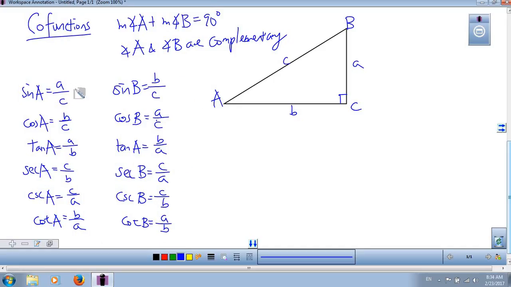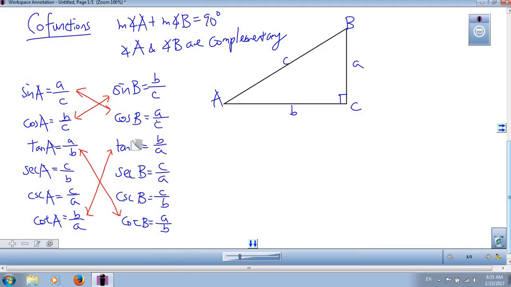Right, so let's go ahead and examine the two sets of values to see if there is any relationship here. Well, I see that sine A and sine B are different, but sine A and cosine B are the same. Do you see that? I'm going to draw arrows. Cosine A and sine B, they are the same. Tangent A and tangent B are of course different, but tangent A and cotangent B are the same. They're cofunctions. Okay. Cotangent A and tangent B. Okay, I made a mistake here. This one should be tangent B.